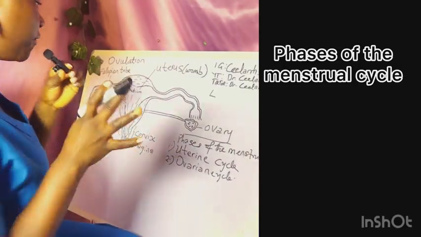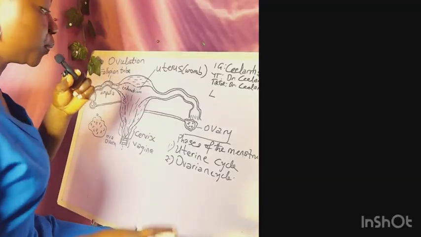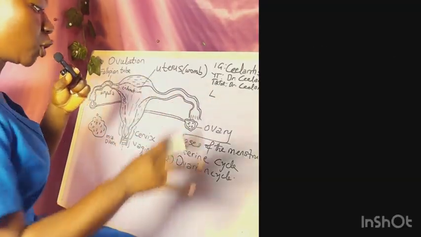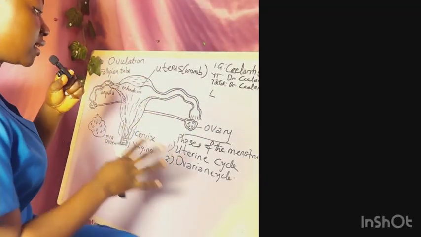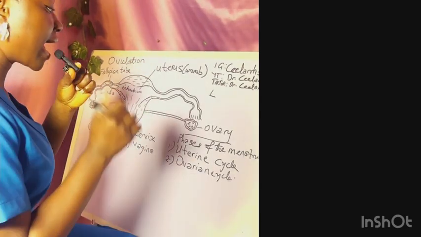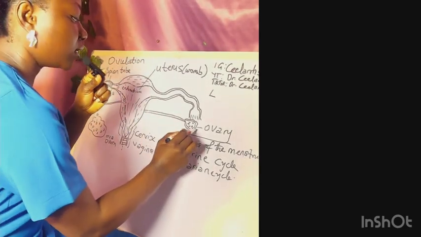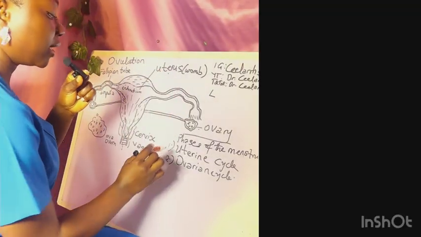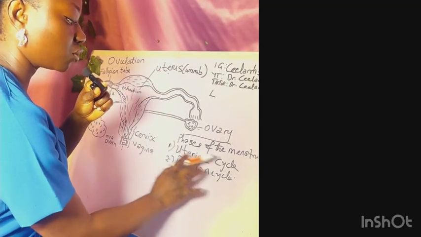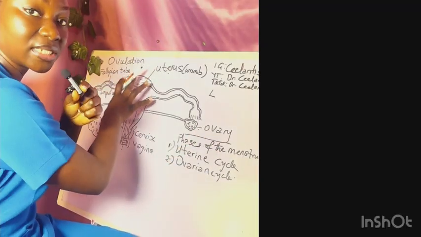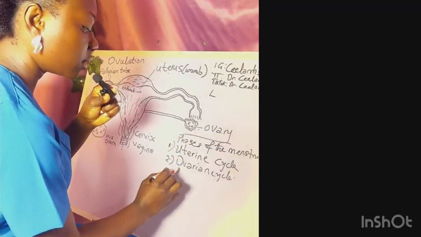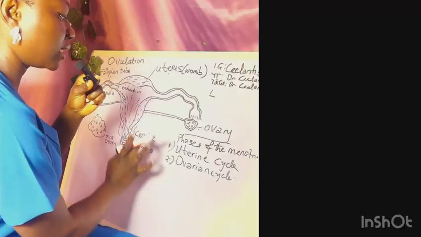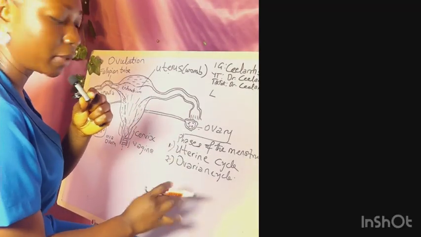Now let's talk about the phases of the menstrual cycle. The menstrual cycle is made up of two synchronized entities. They happen simultaneously, and one occurs in the ovary, the other occurs in the uterus, that's the womb. Now the first, as we can see here, is the uterine cycle, related to what happens in the uterus, and the second is the ovarian cycle, related to everything that happens in the ovary.